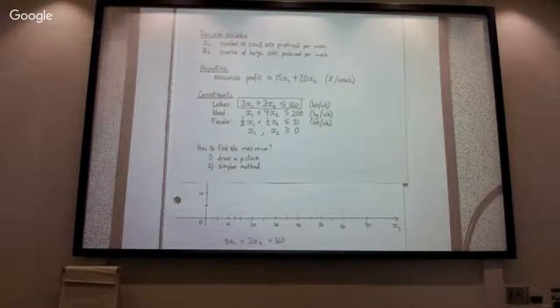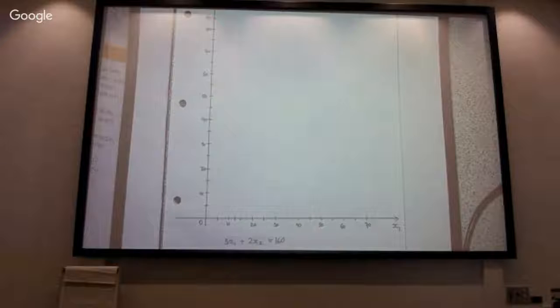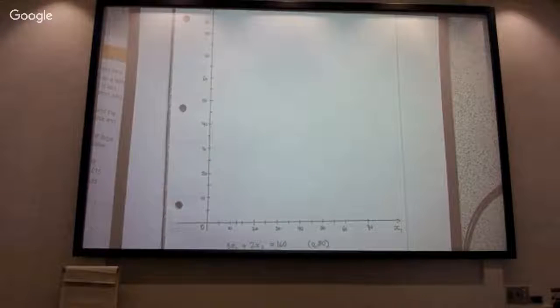So how do I find this straight line? If you want a straight line, it's enough if you find 2 points on that line. The easiest: if I make x1 0, then x2 has to be 80. So a point with coordinates 0 and 80 is going to be on this straight line. And for the second point, 160 divided by 3. Well, maybe I didn't pick the best point. I'll do a different one. So if I put x2 to 5, I get x1 50.